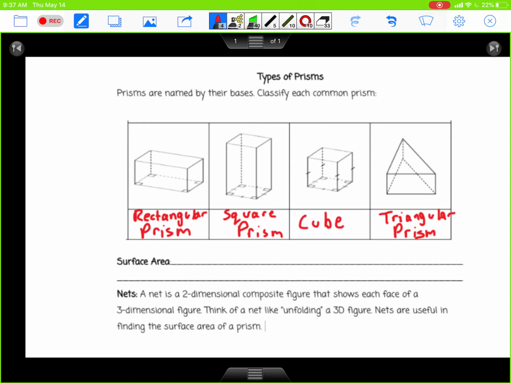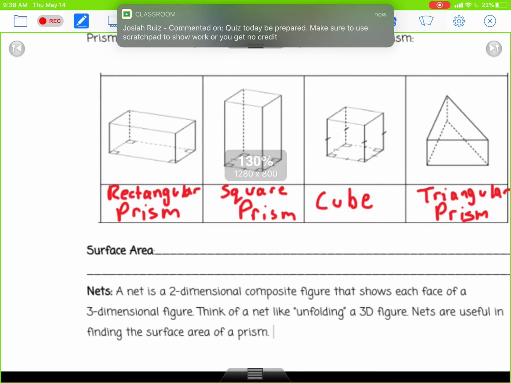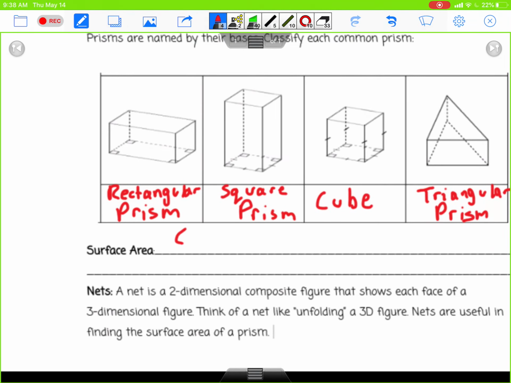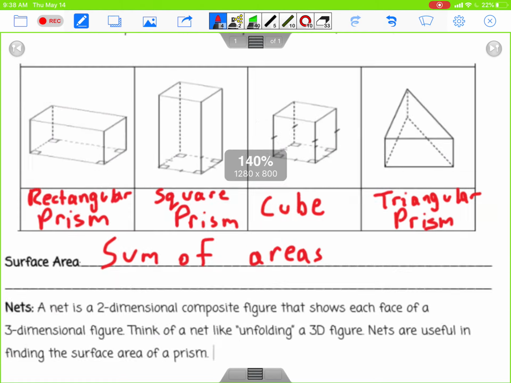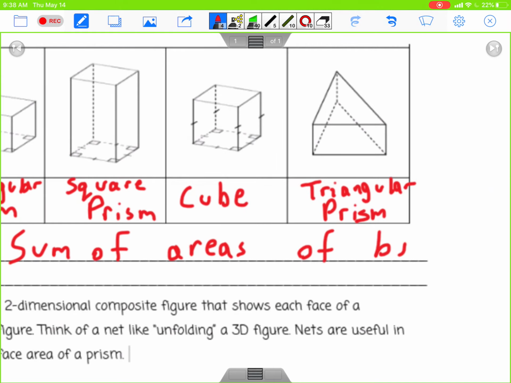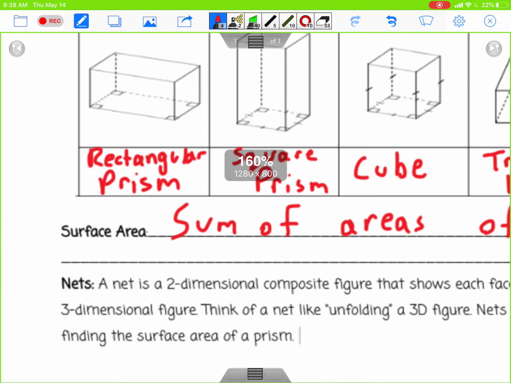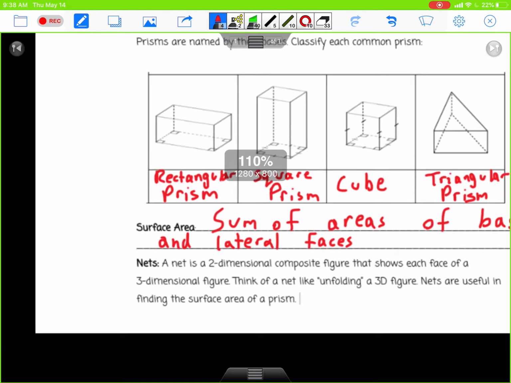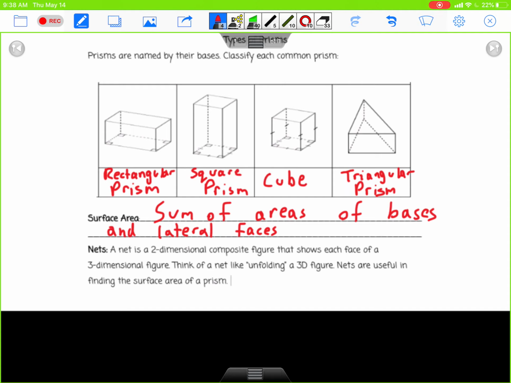What we're going to do with these three-dimensional shapes is find the surface area today. Surface area is the sum of the areas of the bases and lateral faces. So that's what we're going to work with. We're going to find a bunch of areas today, basically.